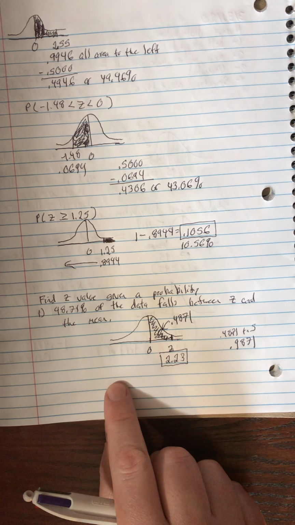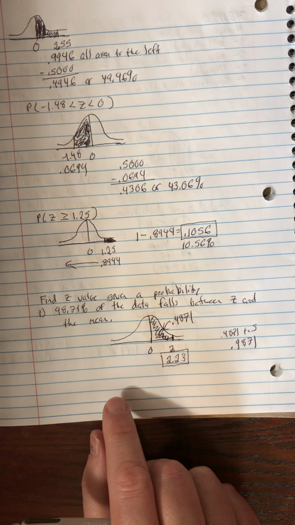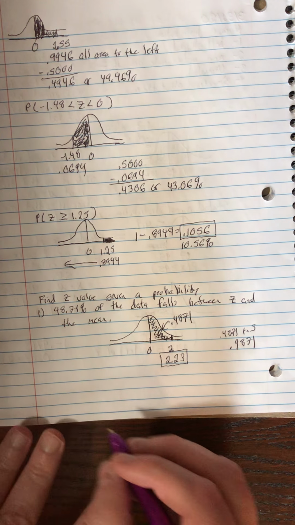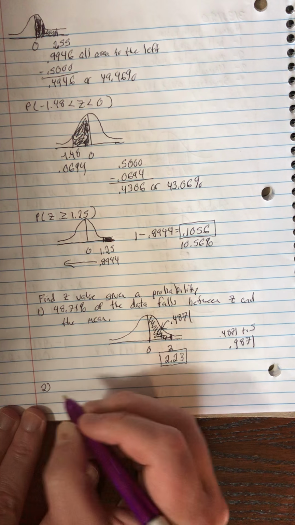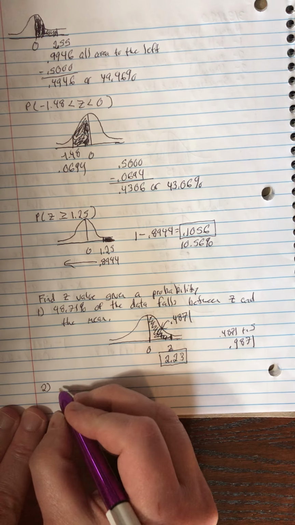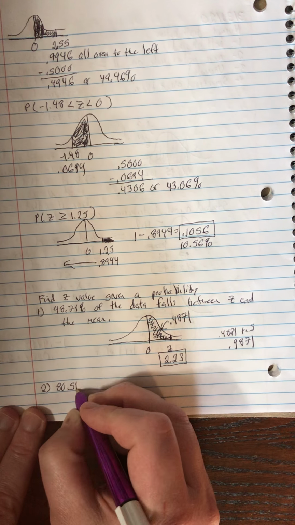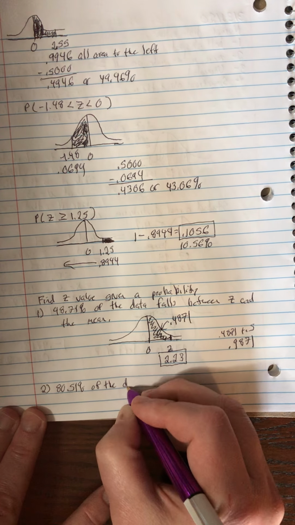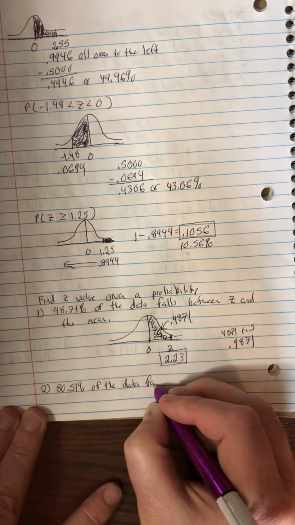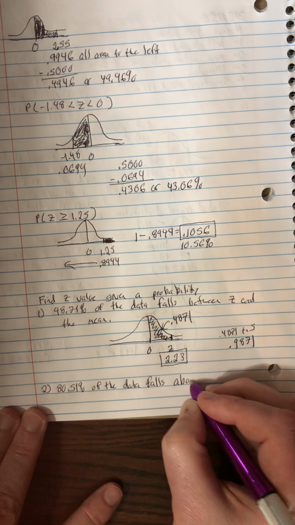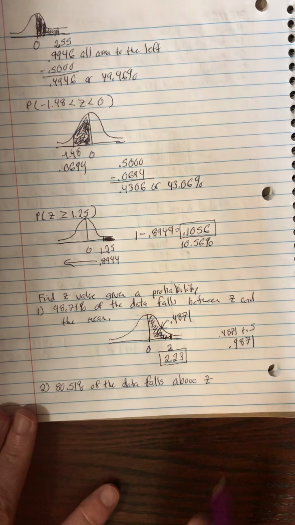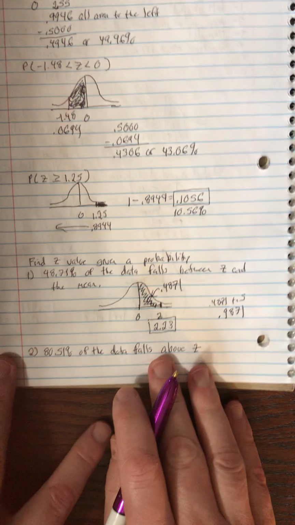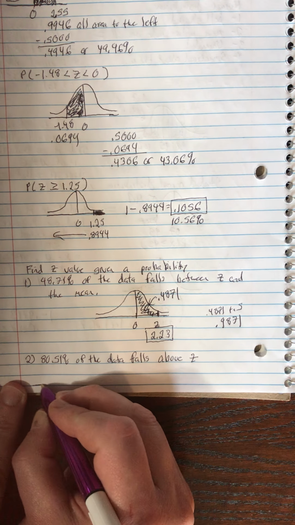Let's do one more and see what we can come up with. 80.51% of the data falls above z. Okay. So the first thing we need to do, of course, is what? Draw our picture.